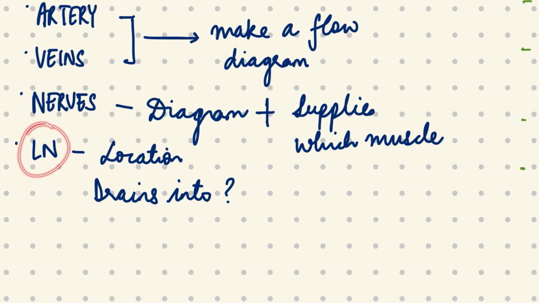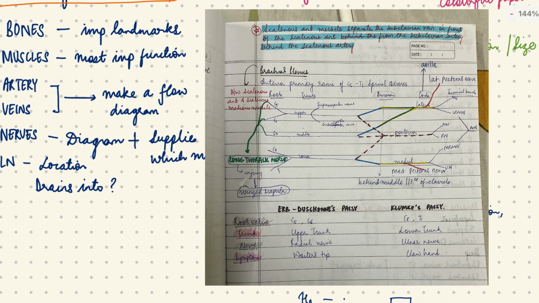Now, lymph nodes. So, lymph nodes, I told you in the initial part how important they are. So important lymph nodes are axillary lymph nodes. Okay, then the lymph nodes in the breast. So you'll have to look at it. I'll attach again a picture of mine so that you can have a better look.